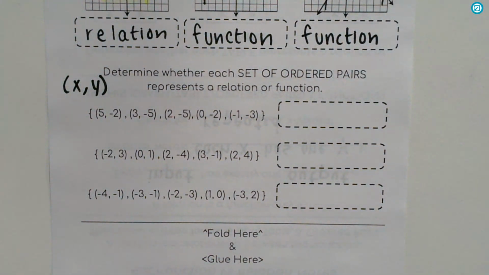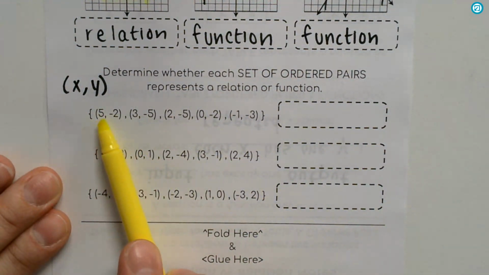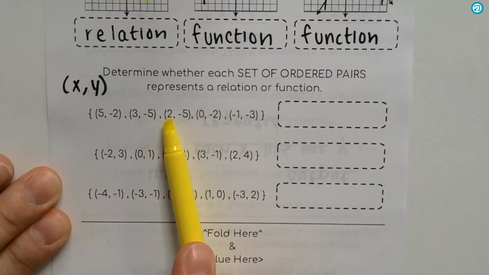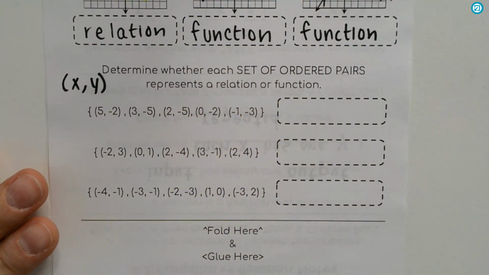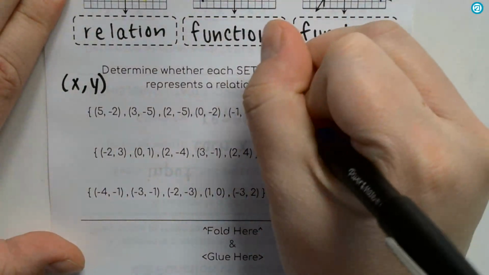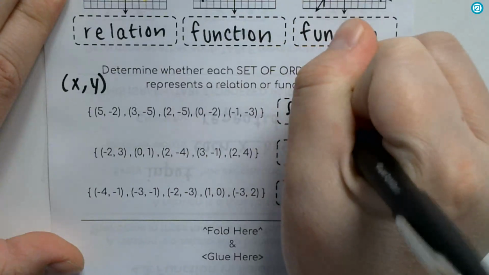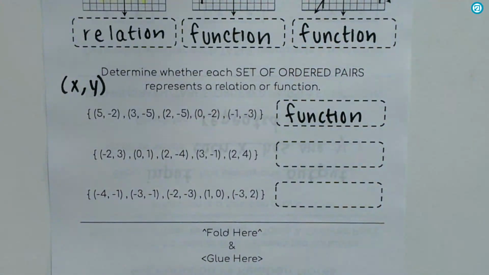So we are looking for repeated X values. So I've got 5, 3, 2, 0, -1. I'm just looking at my X values. None of those repeat. I don't have any repeats, so that means it's a function. There's no possible way it could lead to different Y values.